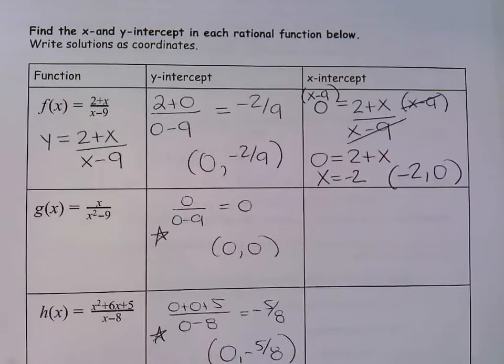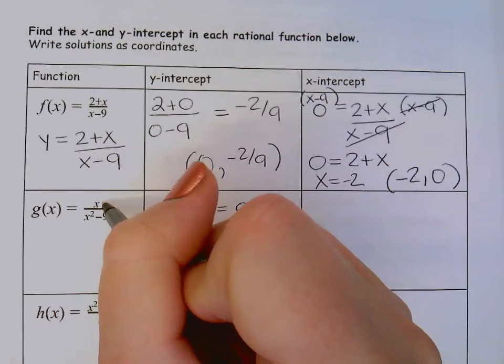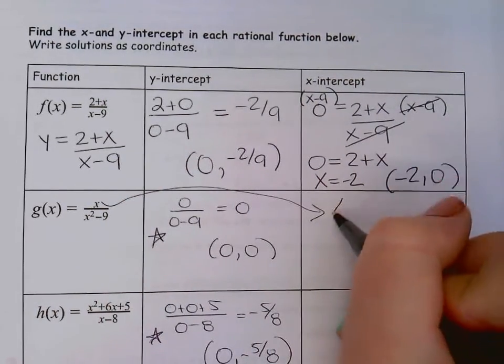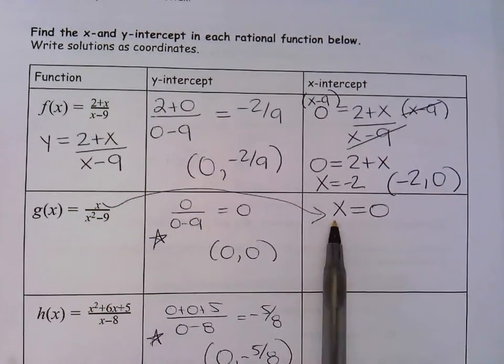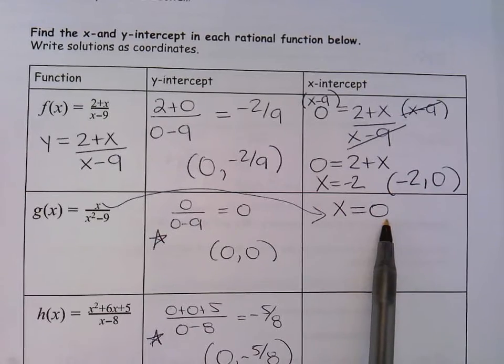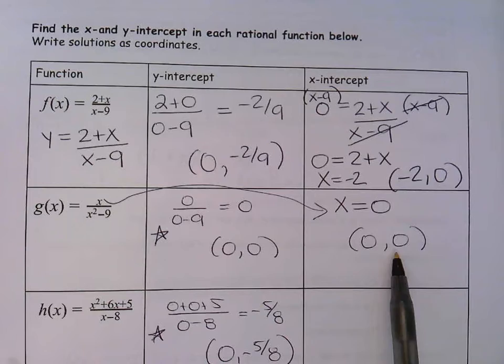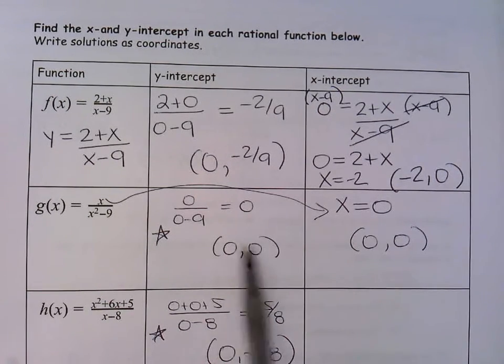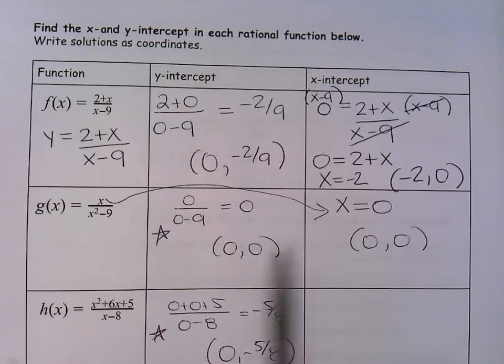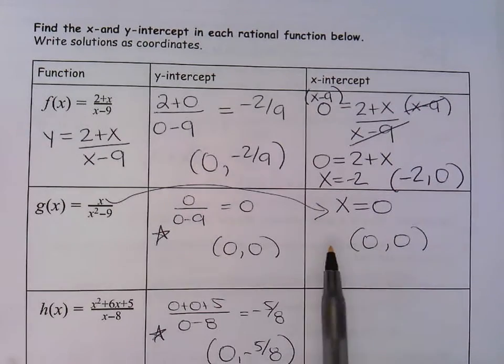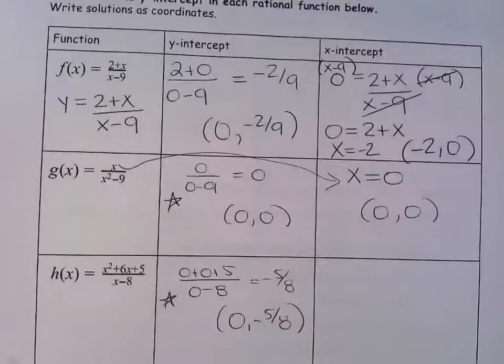Let's do these together. So on the next one, my numerator is x. Well, what's going to make x equal to 0? 0, right? So this one is going to have an x-intercept at 0. Hey, our x-intercept should match our y-intercept, right? Because they both are at 0, 0. So that should make sense. Everything should fit together like a puzzle.